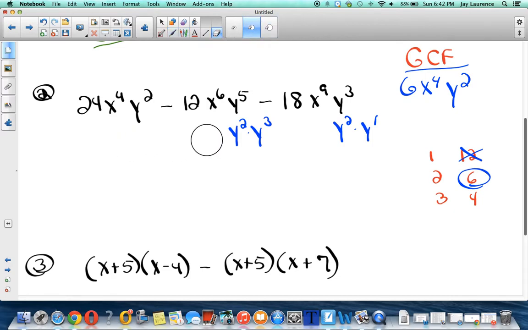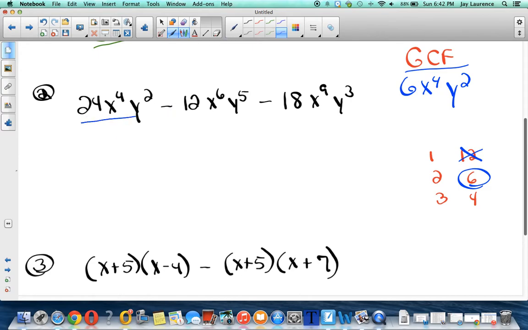So let me get rid of this. All right. So I've got my GCF, 6x to the 4th y squared. So I'm going to divide by 6x to the 4th y squared, and I'll divide each term by 6x to the 4th y squared. So that'll come out front.